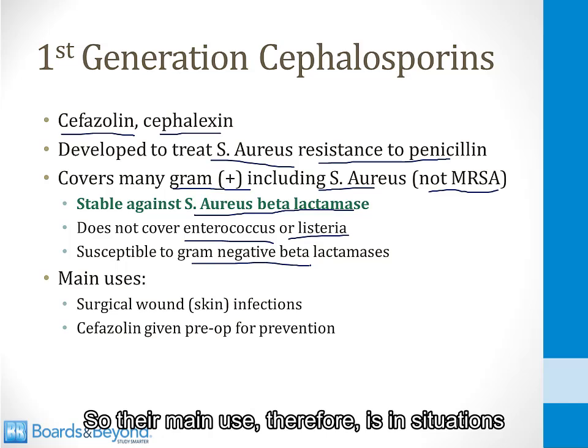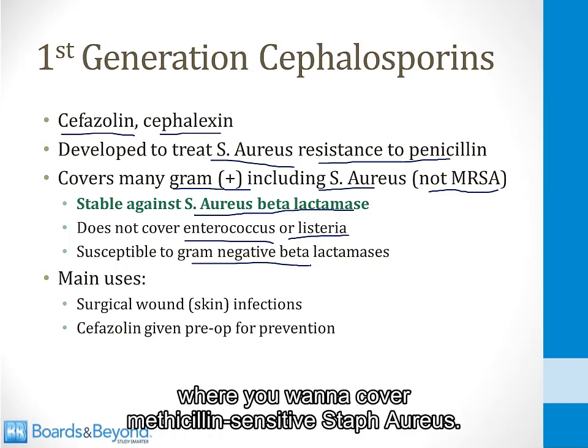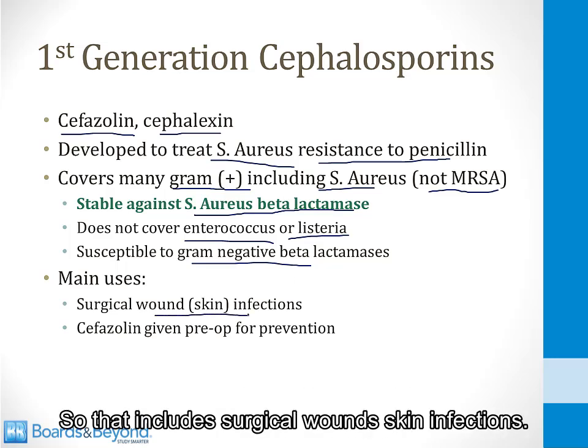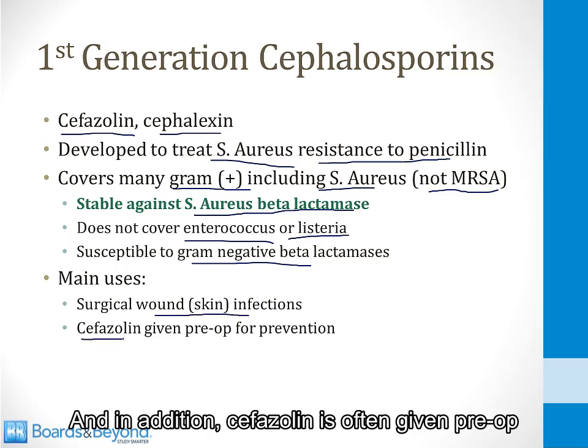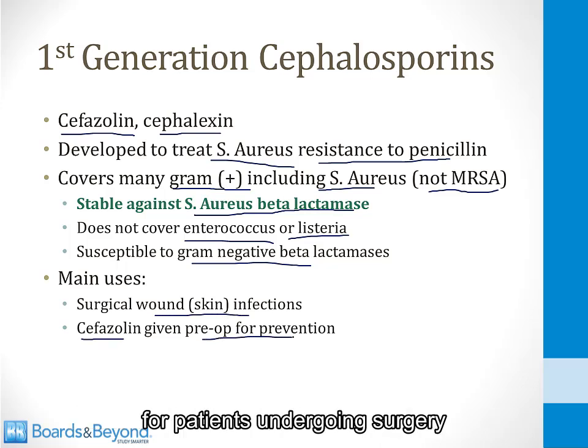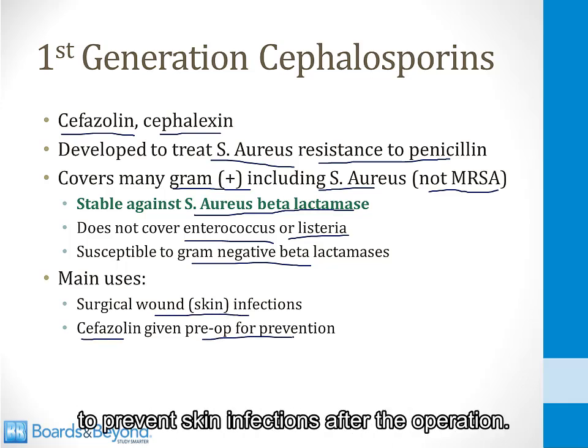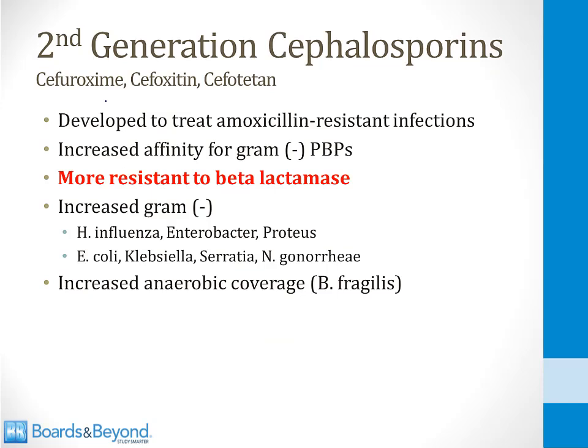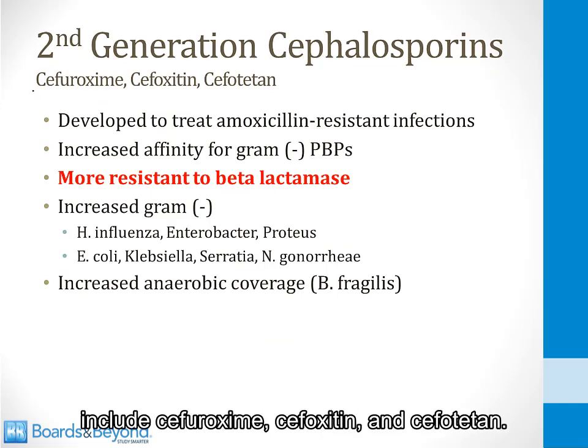So their main use, therefore, is in situations where you want to cover methicillin-sensitive Staph aureus, so that includes surgical wound skin infections. And in addition, cefazolin is often given pre-op for patients undergoing surgery to prevent skin infections after the operation. Second-generation cephalosporins include cefuroxime, cefoxitin, and cefotetan.